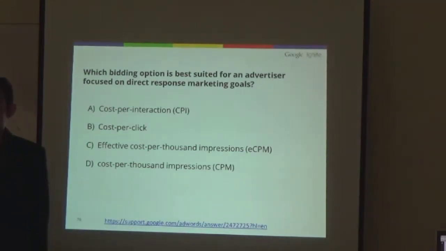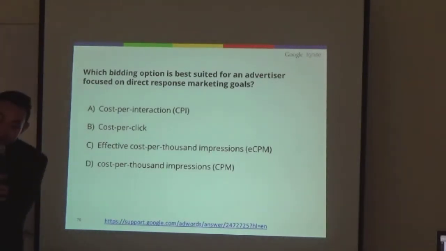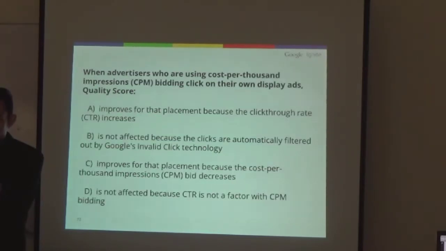Which bidding option is best suited for an advertiser focused on direct response marketing goals? Which one? A, CPI. Okay, that's another interesting one. B, cost per click. Direct marketing, direct response, cost per click, yes? So definitely it's cost per click. Do read up a bit on direct response bidding options on the link below. You can focus on that. I think this is one of the last questions over here.